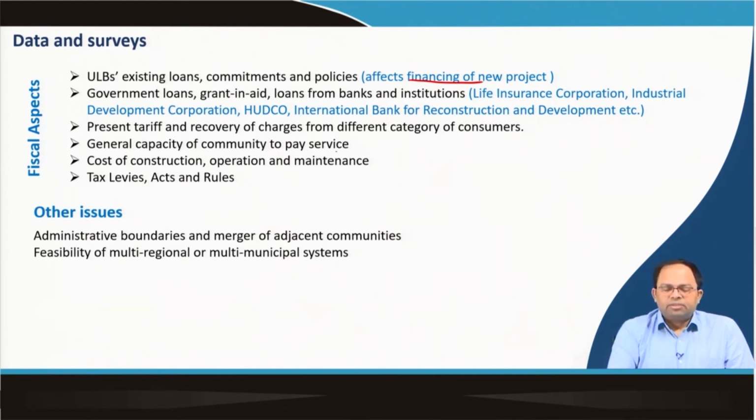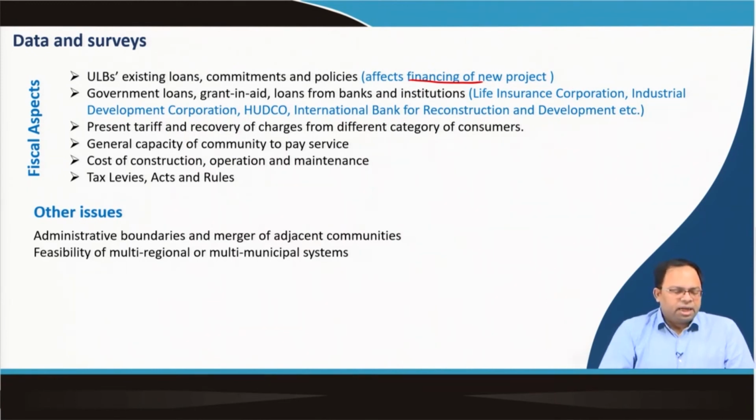Then general capacity of community to pay for this kind of services. If the community is not able to pay, there is no point in providing a very good service, very high efficiency service, because it is not going to be maintainable in the longer term. Then cost of construction, operation and maintenance, taxes, levies, acts and rules. So, these are the different aspects or the guiding principles of that particular ULB that we need to be aware of, or of that particular state maybe as well.